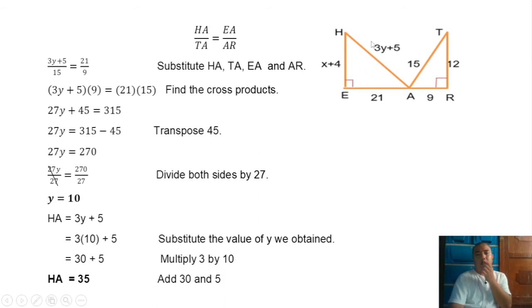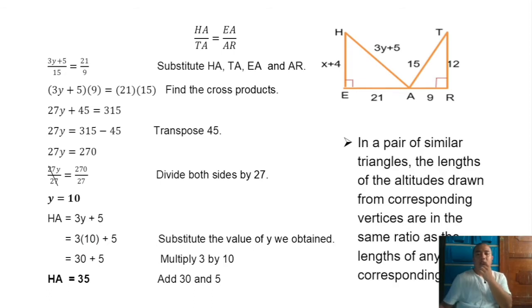If y is 10, what is the length of HA? 3y + 5, so 30 plus 5 is 35. So therefore, HE is 28 units, while HA is 35 units. I hope you understood this part.